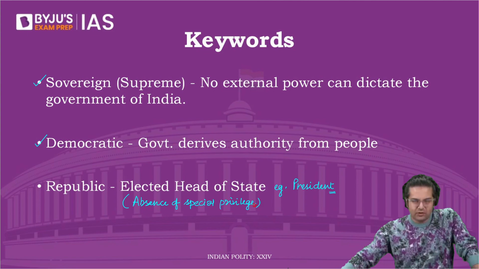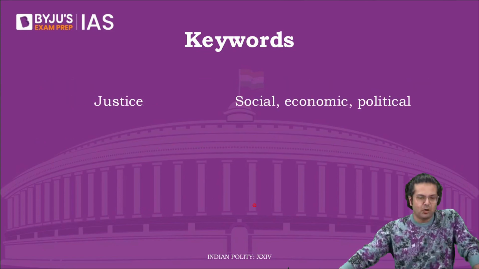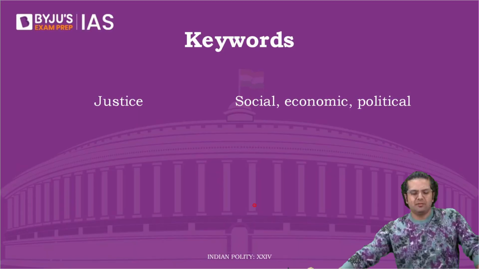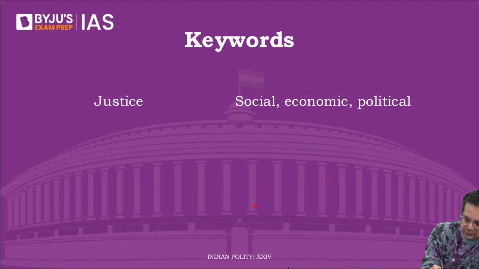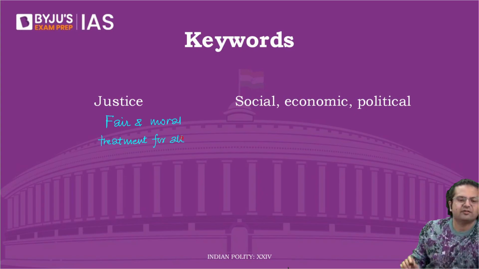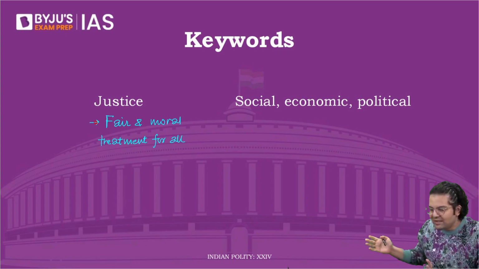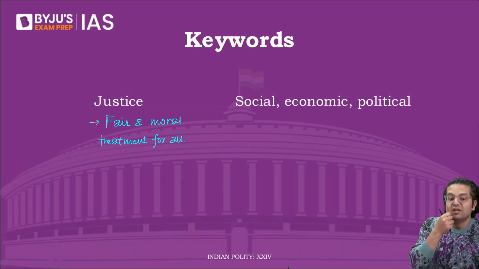Then justice. What is justice? The idea of justice is borrowed from the Soviet Union. Justice refers to fair and moral treatment of all. Fair and moral treatment for all. This is what justice is. Giving everyone his or her due. Progress of society as a whole. Righteousness, equity, uprightness, vindication of right. This is what is called justice.